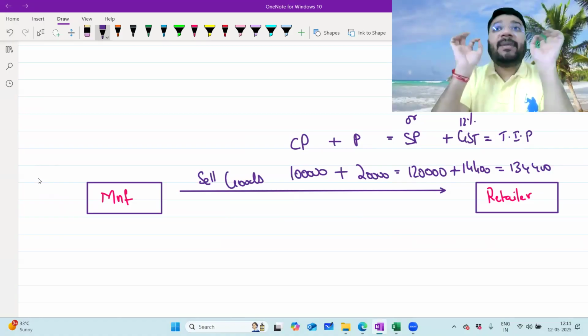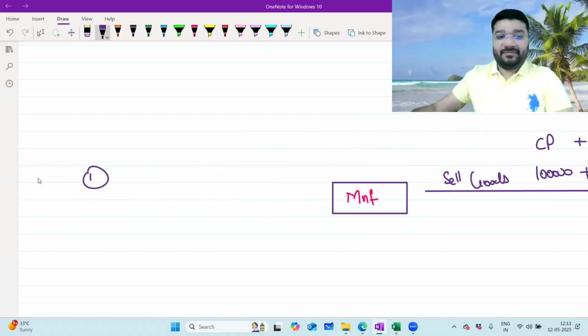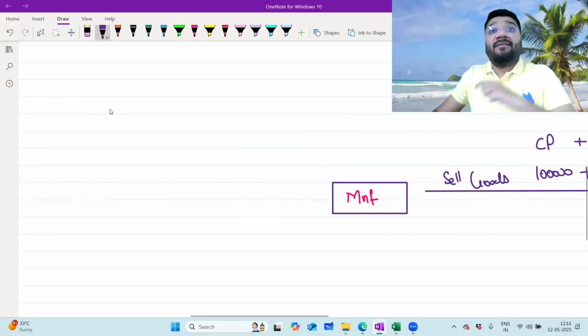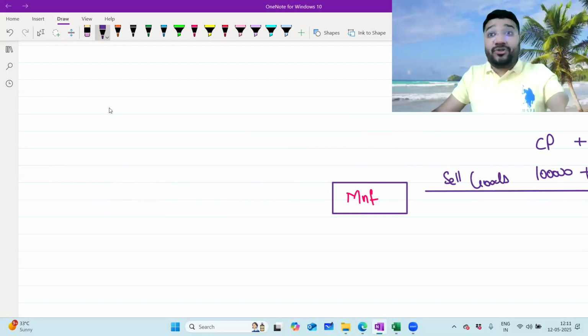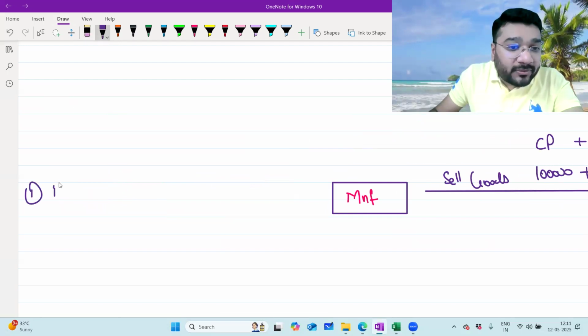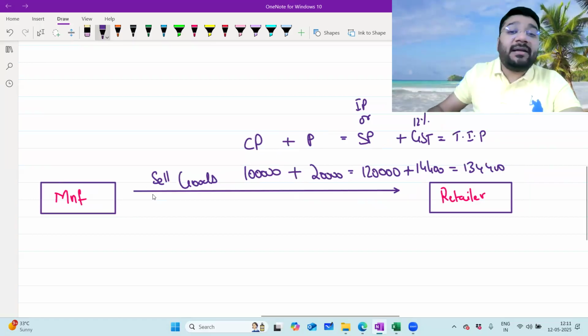So keeping this in mind, please tell me what is the journal entry for this? Sir, one thing I know very clear. The manufacturer is selling the goods. When the manufacturer is selling the goods, he'll receive money. And you said this is a cash transaction. So money came into my bank account. How much money came into my bank account? Think and tell me, how much money will the retailer pay to the manufacturer?